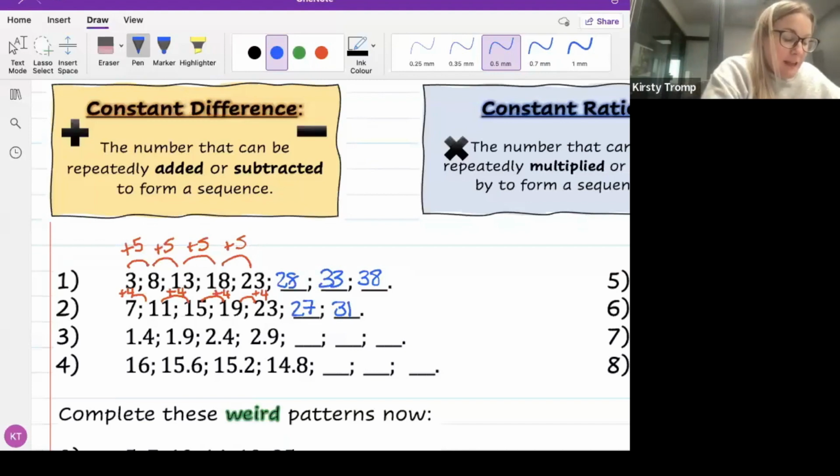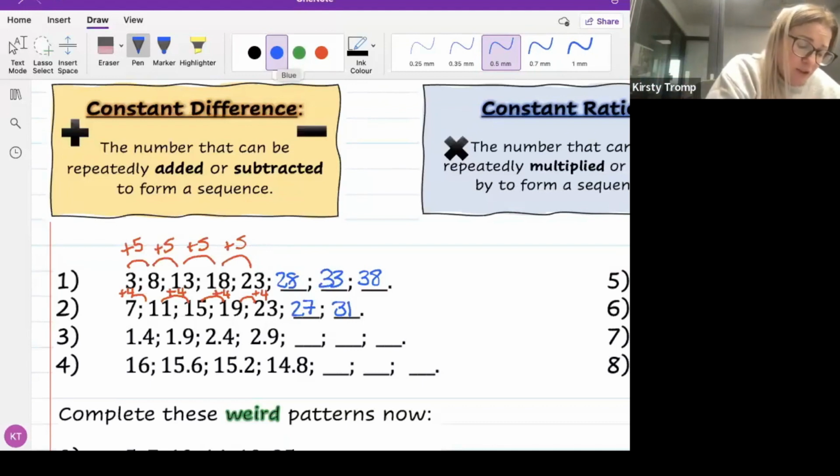So number 3, I had 1.4, 1.9, 2.4, 3.9. So who can tell me? I see people are putting the answers. Fantastic, you're putting the right answers. But what did you need to do each time to get the next number? What am I adding to get the number? Good, Alicia, good. You are adding 0.5.